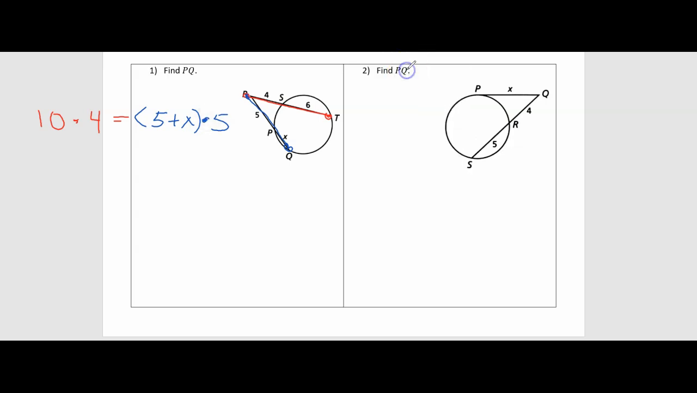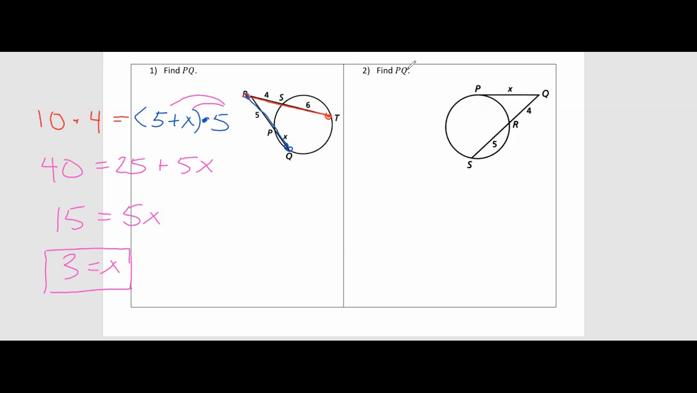Now we just need to simplify. I get 40 on my left-hand side. Distribute this 5 to both. That gives me 25 plus 5x. Subtract 25 from both sides. I get 15 is equal to 5x. And I get x is equal to 3, which coincidentally was our answer to the other one we did on video.